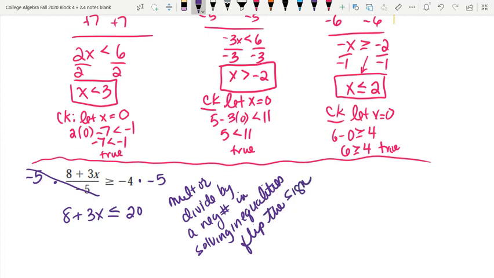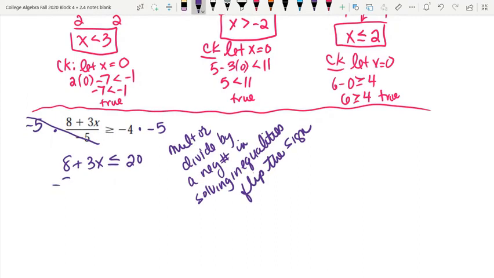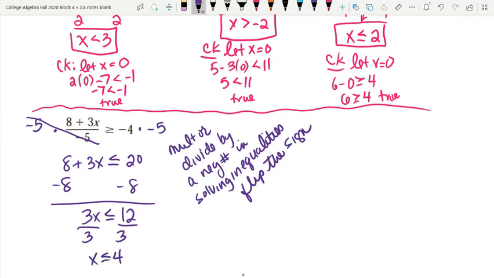So then we just finish this by solving it. So subtract 8, subtract 8. So 3x is less than or equal to 12. Divide by 3, divide by 3. So x is less than or equal to 4. Let's choose a number less than or equal to 4.